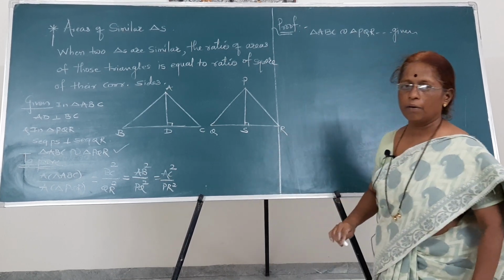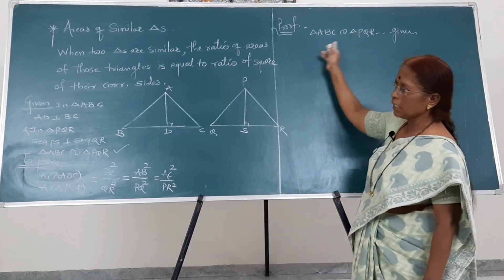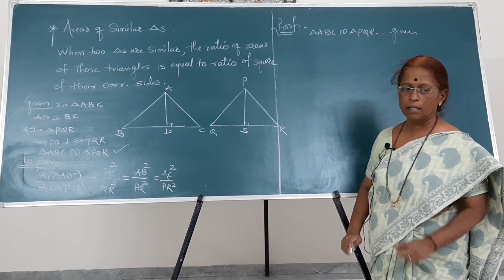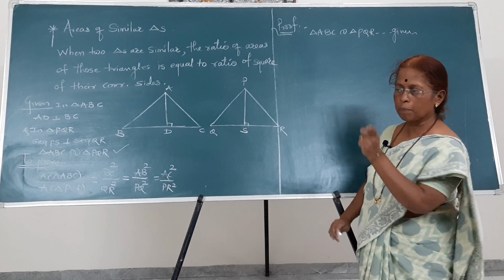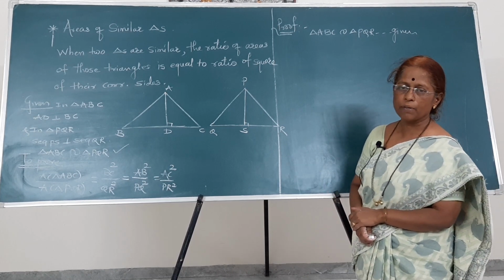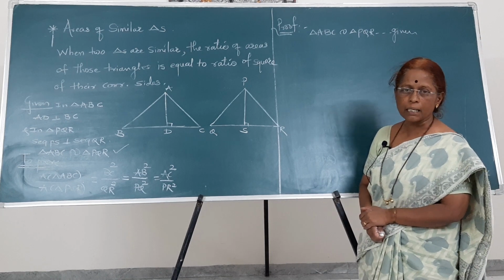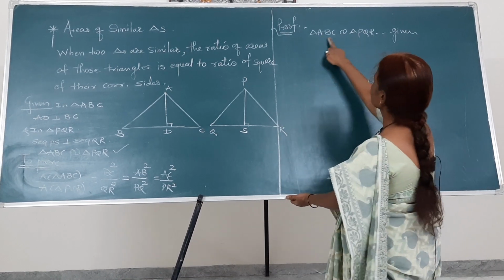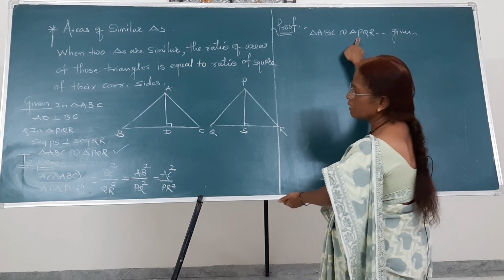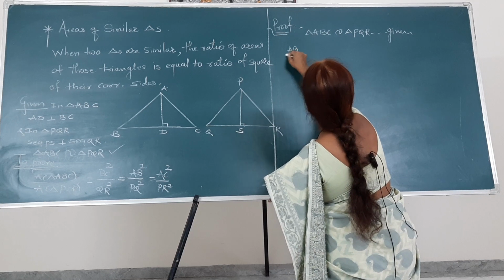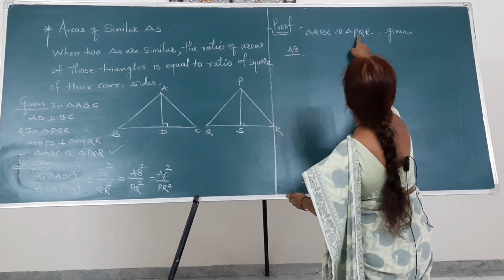Okay. When triangles are similar to each other, you should remember two things. First of all, their corresponding angles are congruent and the corresponding sides are in proportion. Means what? See, as the triangles are similar to each other, first of all, I will take side AB upon PQ.